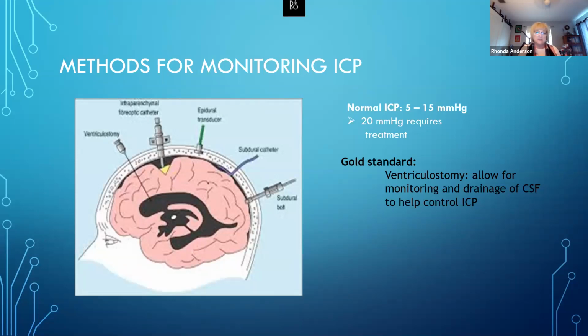The only difference is it doesn't have a continuous flush because we don't want to put any fluid into the system. And the nurse can get a continuous monitoring of this and can drain as needed, or the physician will give specific orders on how they want us to manage the catheter. But the goal is to keep the ICP less than 20.